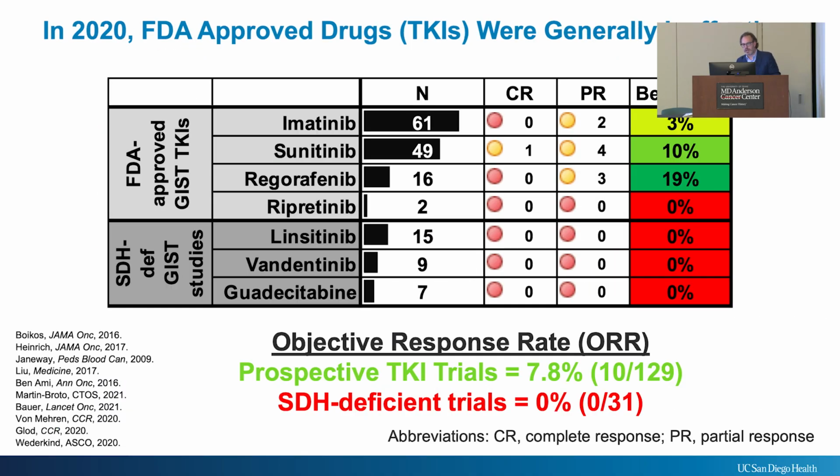Now, in 2020, we had several FDA-approved drugs in our armamentarium for GIST: imatinib, sunitinib, regorafenib, ripretinib. You've heard about all of these.